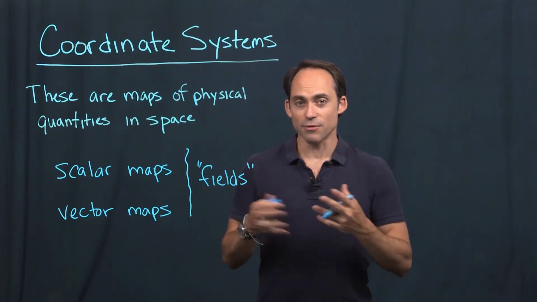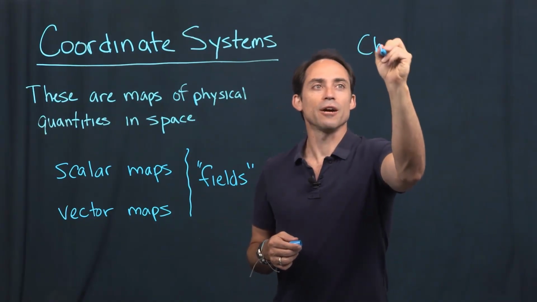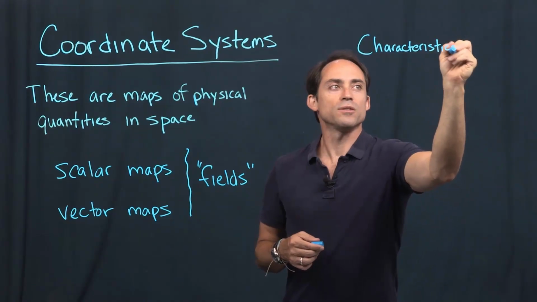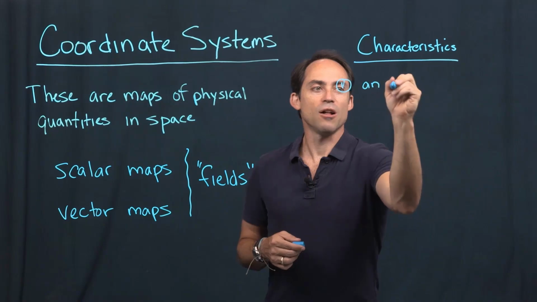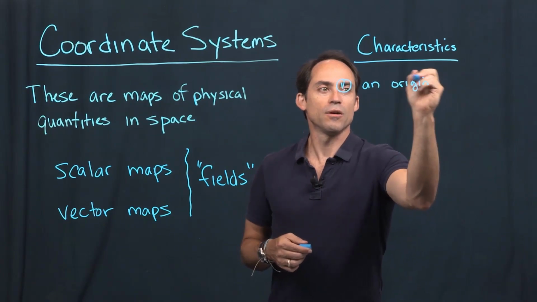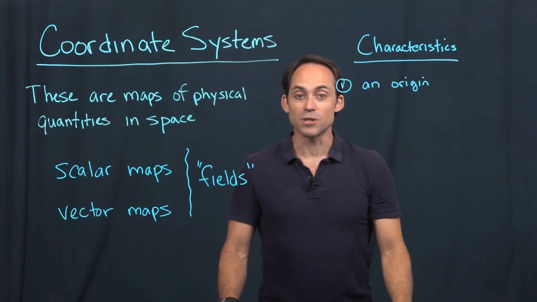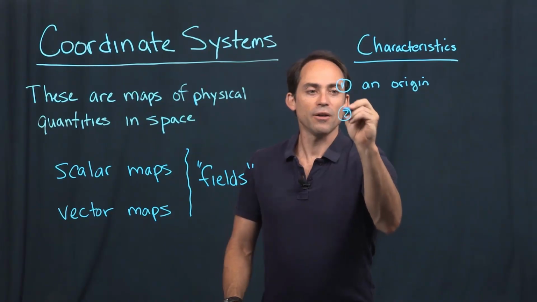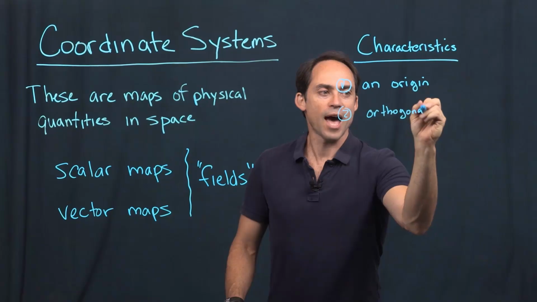Now, all of these different maps or coordinate systems or fields have similar properties or characteristics that define them. So when you're making your coordinate system, you want to keep these characteristics in mind. First is they all have an origin. Right? They all have a 0 point from which you measure the relative distances or positions of whatever physical quantities you're looking at. Another thing is that they all have orthogonal axes defined by their unit vectors.